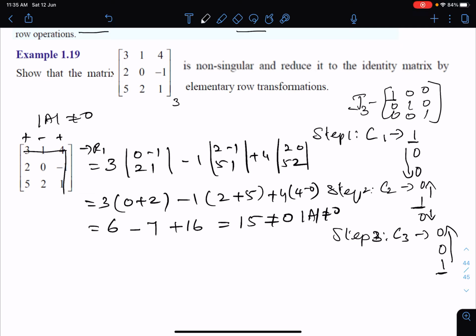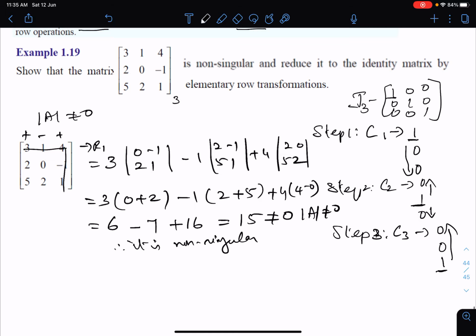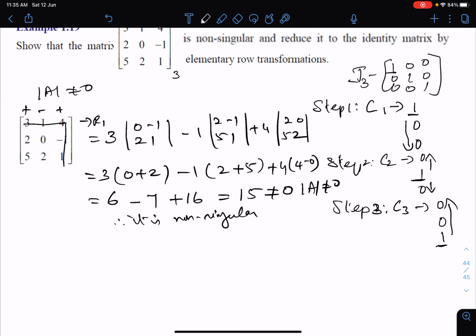That means it is non-singular. So this is the first step you are proving. Then you are going into your 3 steps, making column 1, column 2 and column 3 as 1 0 0. Now the first column, what are you going to do?